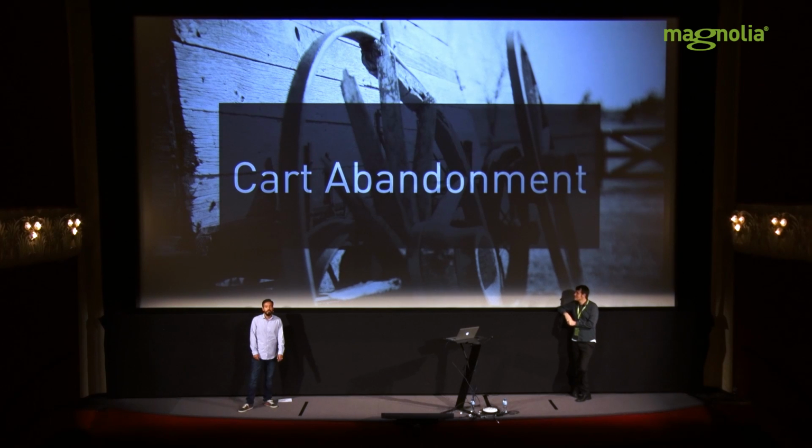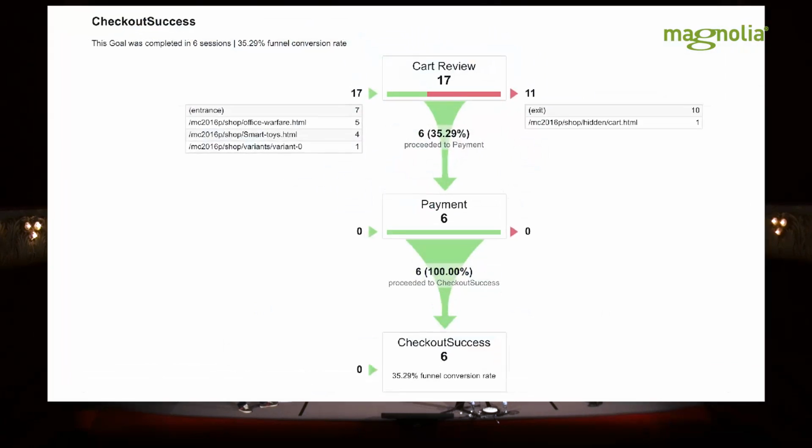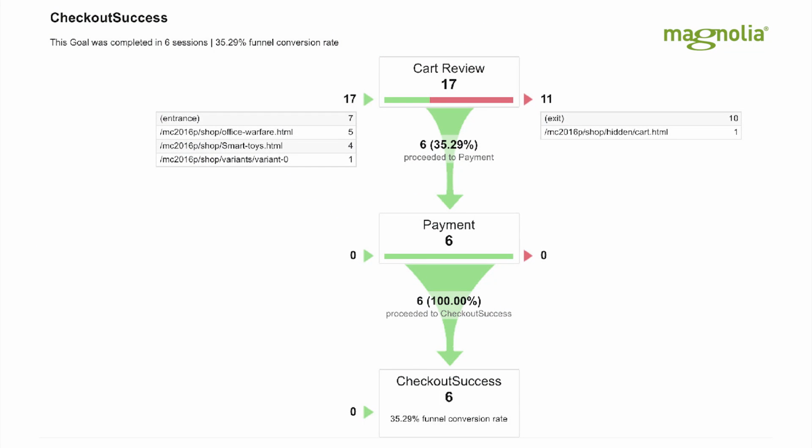To showcase A/B testing, we're going to use cart abandonment. Why cart abandonment? Because it's a really common issue for shopping websites. Let's have a view of how our checkout process is. It's 3 steps: the cart review page, the payment page, and finally the thank you page.